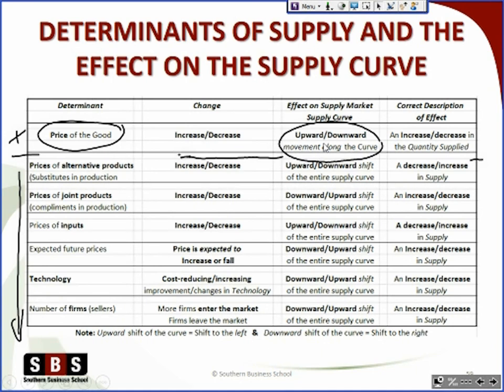So, let's work with technology. If there's a cost reducing, if it costs less to manufacture, then the supply curve will shift to the right. There will be an increase in supply. Because the cost to produce it is less, the producer can manufacture more. So you've got to determine which direction it will change.